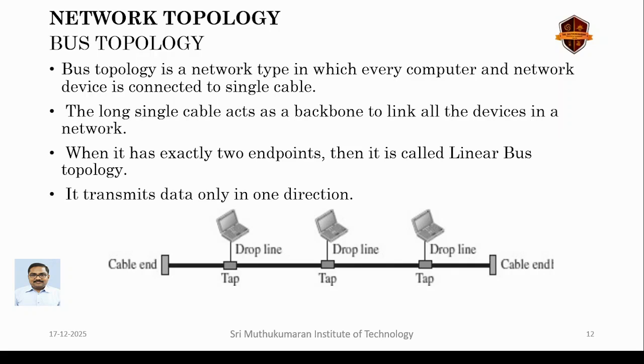You can see here there is a single long cable which acts as a backbone and has exactly two endpoints, and in between you can connect the systems in the form of a bus-like arrangement. So the data transmission can happen only in one direction, from the start till the end. This is what is called bus topology.